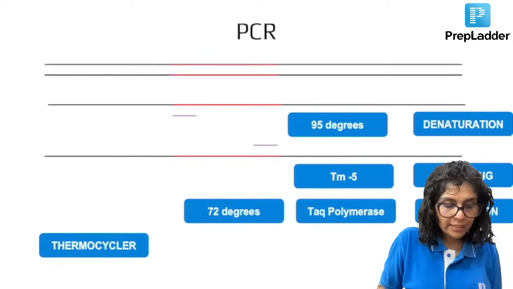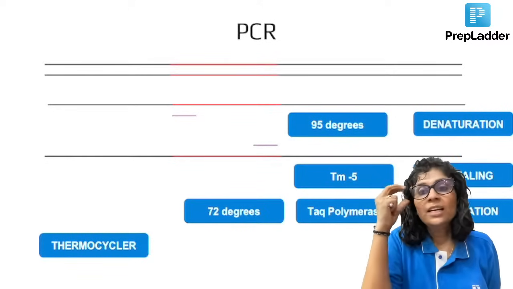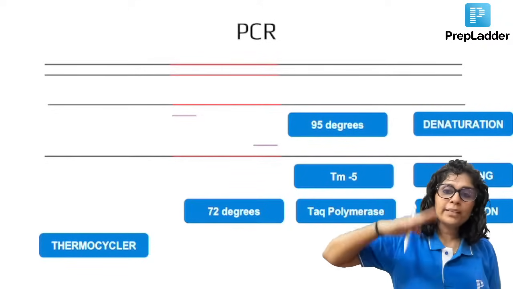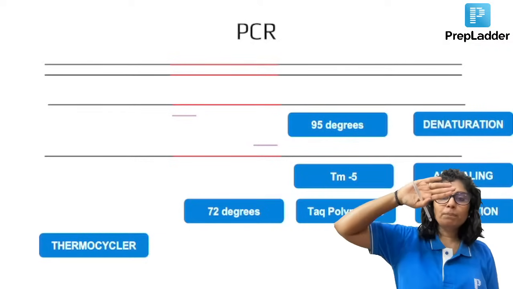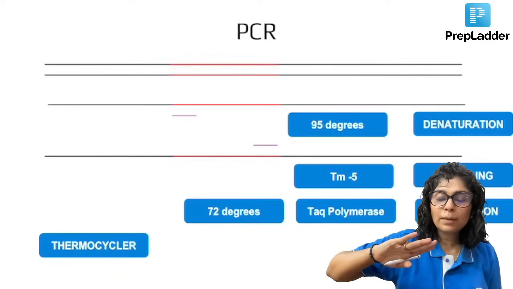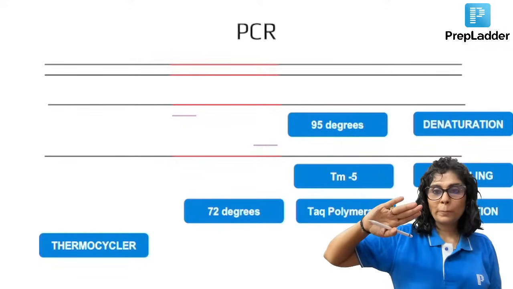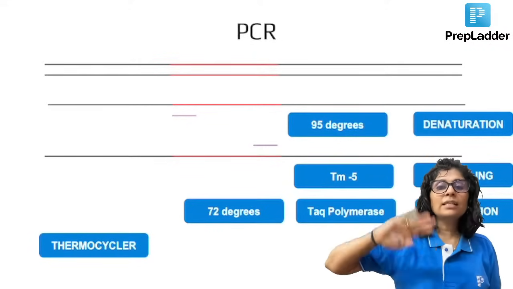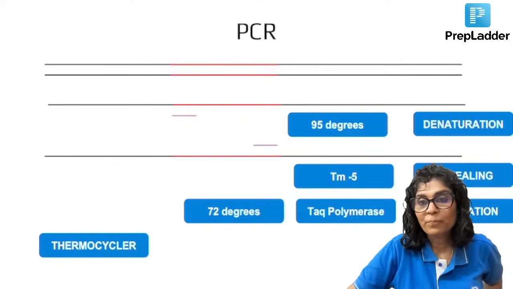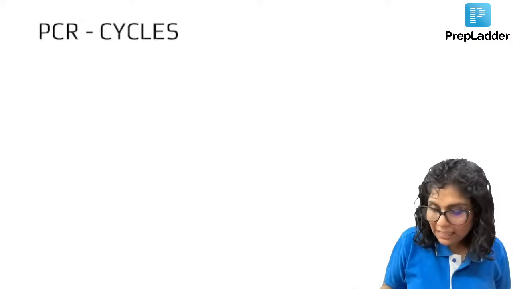The instrument that I need is the thermocycler. The instrument needed for this polymerase chain reaction is called a thermocycler because the instrument cycles between temperatures. First, it raises the temperature to 95. Then it reduces it to 5 degrees less than the melting temperature of the primer. Then it increases it to 72. All that the machine does is cycle between temperatures. That is why the machine is called a thermocycler. Got it? Yeah.